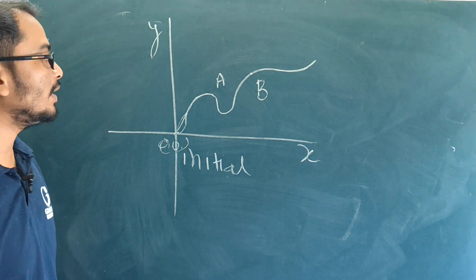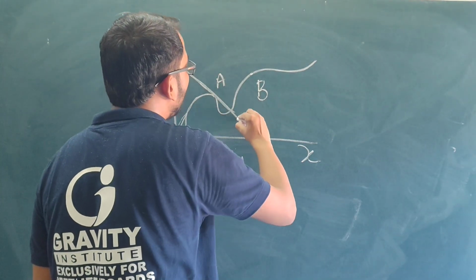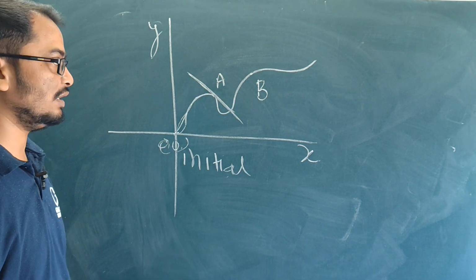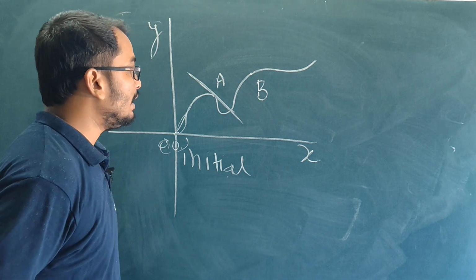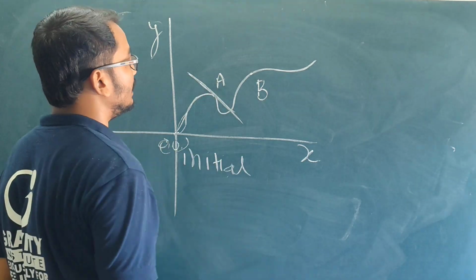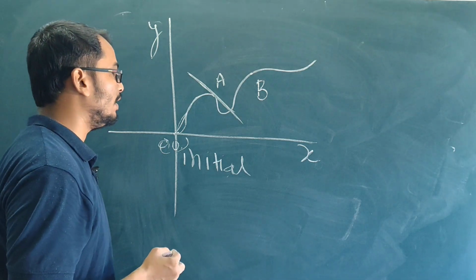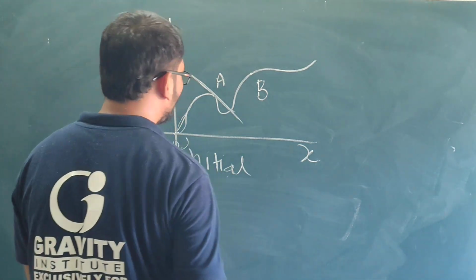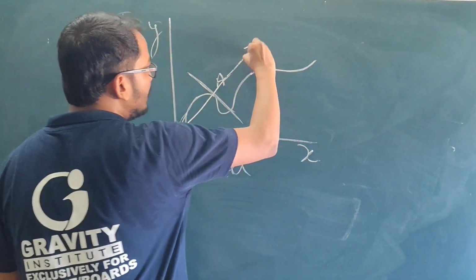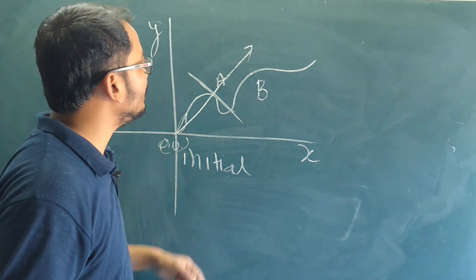For instantaneous velocity, we have to draw a tangent. The tangent will give the direction of instantaneous velocity at this point. But if I talk about average velocity, what will be its direction? We have to join the initial point to the final point. So this direction is the direction of average velocity and this direction is the direction of instantaneous velocity.